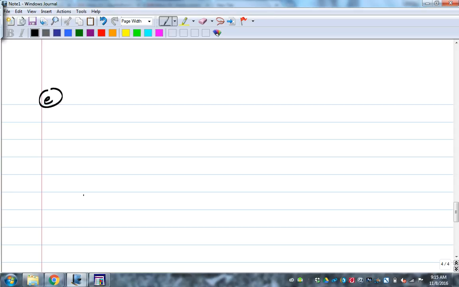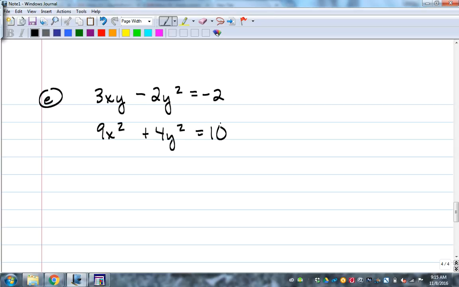Example E. All right. 3xy minus 2y squared equals -2. And then 9x squared plus 4y squared equals 10. That's probably multiply the top by 2. Okay, so if I multiply the top one by 2, I like where you're going.